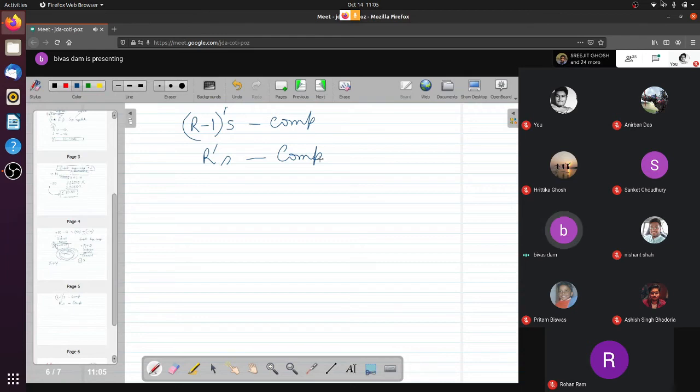Now, how do we find the R minus 1 complement of a number? Let us first go for the decimal number system, that is R equal to 10. Let the given number be x. It may be positive or negative. Now, in case my x is positive, that means x is equal to plus.